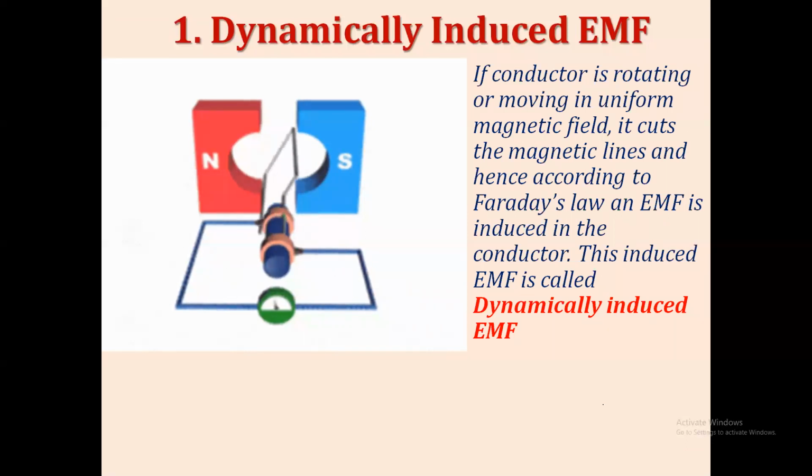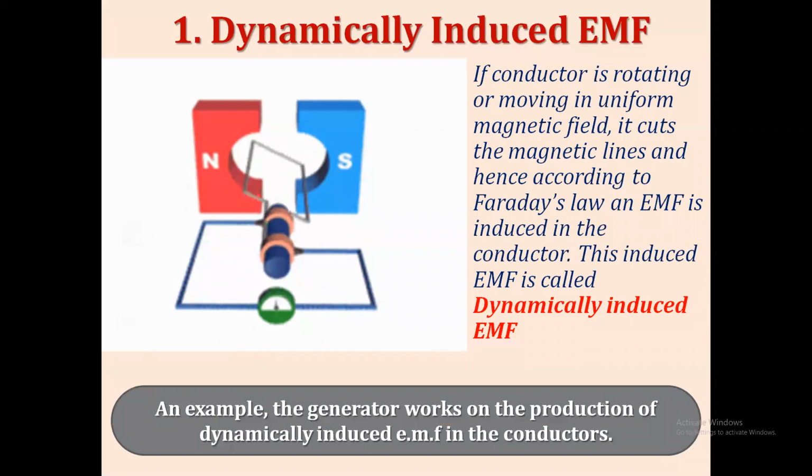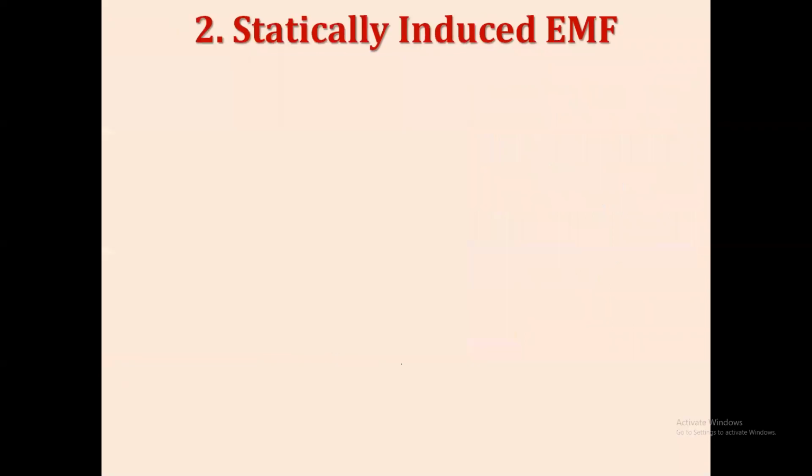You can read it. If a conductor is rotating or moving in a uniform magnetic field, it cuts the magnetic lines, and hence according to Faraday's law, an EMF is induced in the conductor. This induced EMF is called dynamically induced EMF. An example of a dynamically induced EMF is a generator. In the generator, the conductor is rotating and the magnetic field is stationary. So the generator is an example of a dynamically induced EMF. Please remember this, because it may be asked as an MCQ type question. Okay. Then second is the statically induced EMF.